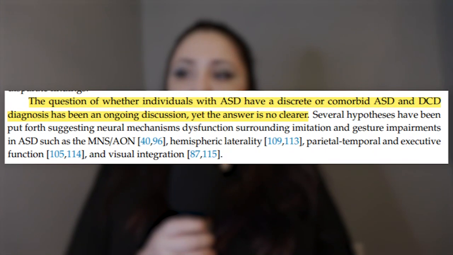Now, because many autistic people do experience motor and coordination issues, issues with balance and posture and all these things, a lot of people had assumed maybe this was just a very common comorbidity with dyspraxia or DCD, rather than being an inherent part of autism. However, many others have sought to find a distinction between autism and the motor issues there and dyspraxia itself along with autism. As one paper puts it, the question of whether individuals with ASD have a discrete or comorbid ASD and DCD diagnosis has been an ongoing discussion, yet the answer is no clearer. Regardless, we're going to attempt to understand what researchers have been able to parse out concerning these two conditions.